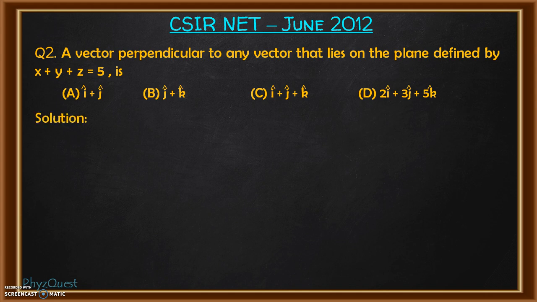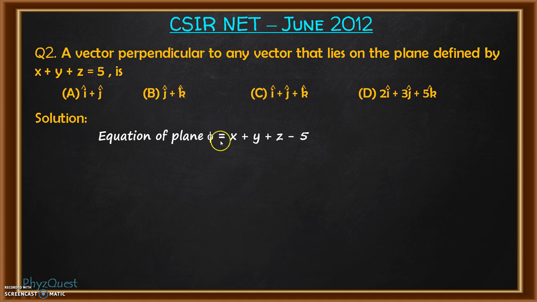The solution here is, in this question we have a plane whose equation is x plus y plus z minus 5 equals 0. Let's symbolize it as phi. Now we need to find a vector which is perpendicular to any vector that lies on the plane. Which basically means we need to find a vector which is perpendicular to the plane itself. Any vector lying on the plane, or perpendicular to the plane, it's the same thing.